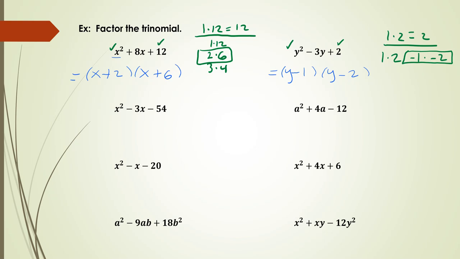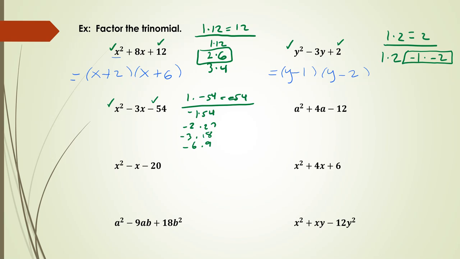As I move to the second row, I notice again a trinomial starting with a 1, and this time I have -54. So 1 times -54 will give me -54. And I am looking for factor pairs that add to -3. So let me start with -1 and 54. -2 goes in 27 times. -3 goes in, what, 18 times?